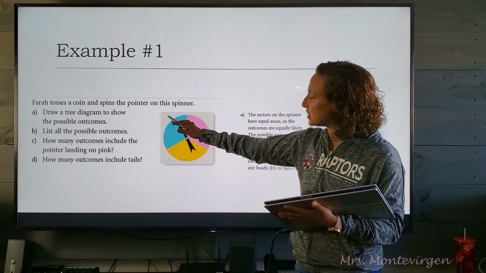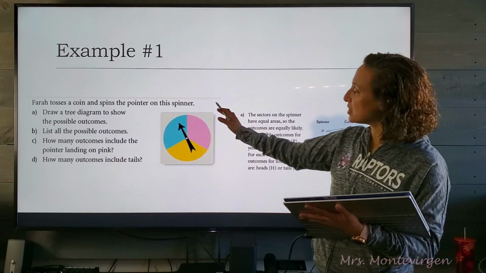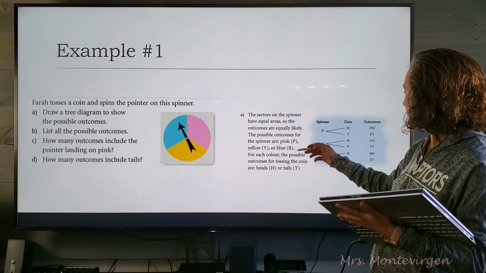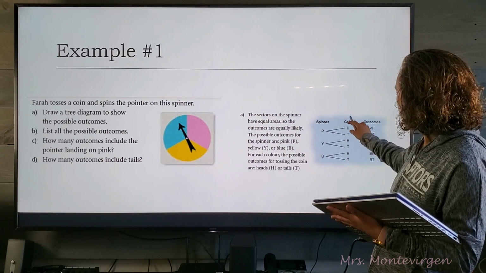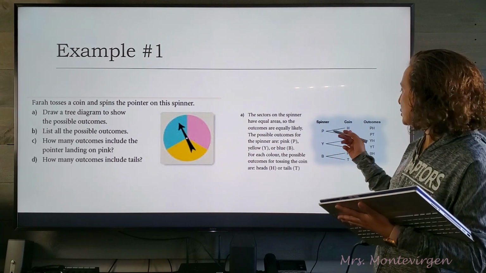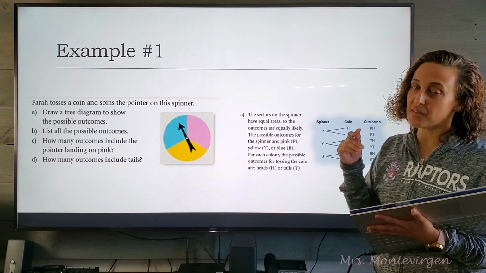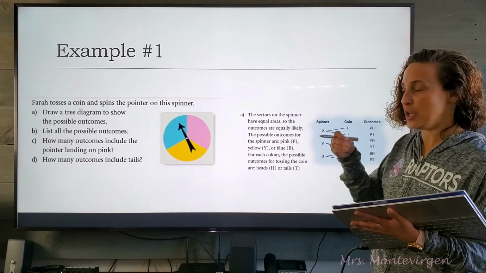Part A is asking us to use a tree diagram to show all the possible outcomes. The question says that she tosses a coin and spins a spinner. Here is how I've organized this in terms of whether you do a coin first or spinner first. It really doesn't matter as long as the number of possibilities are equally represented.